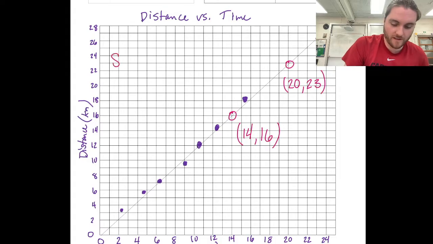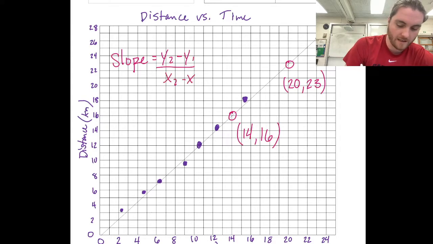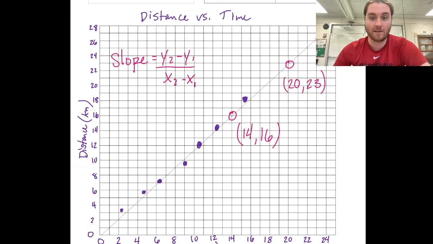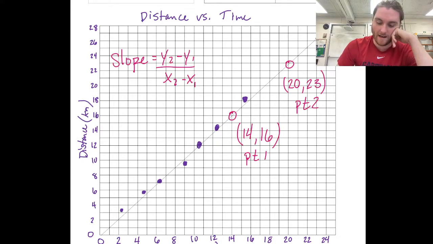In order to solve for slope, I always take y2 minus y1 over x2 minus x1. If I'm trying to solve for this, though, I need to decide what's my first point, what's my second point. My first point is always the one that is closer on the x-axis, the one that has a smaller x value. So that is point 1. This is point 2. So I have x1, comma, y1 here, and I have x2, comma, y2 here.